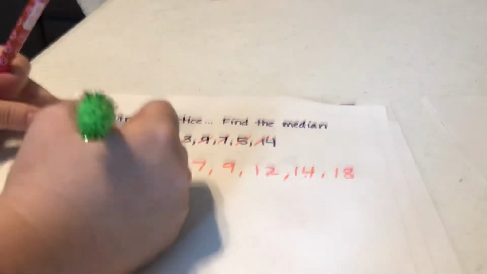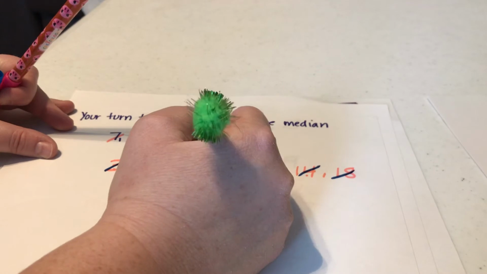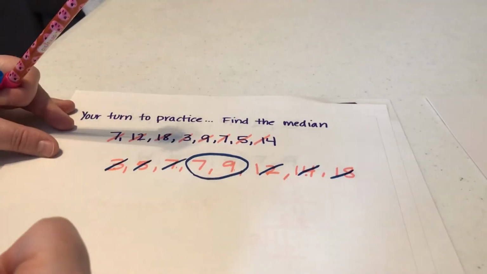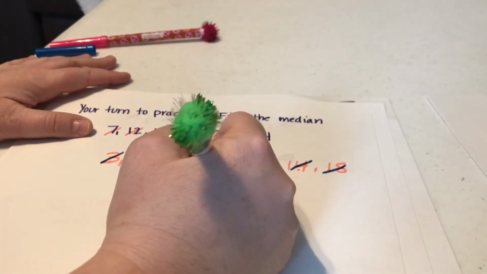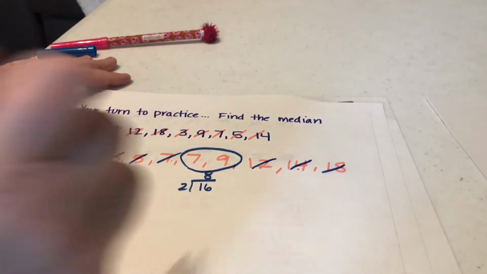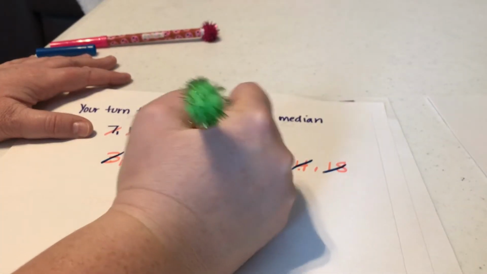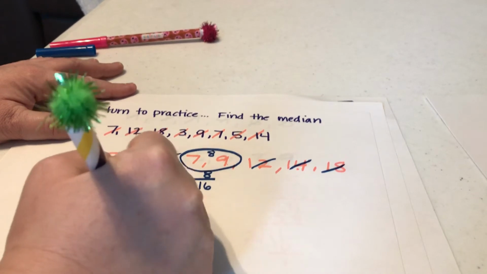I'm going to cross them off until I get to the center. And I have 7 and 9. So I've got to find the average of these two. 7 plus 9 equals 16, and 16 divided by 2 equals 8. And I also know that 8 is the middle of 7 and 9, and so 8 is my median.